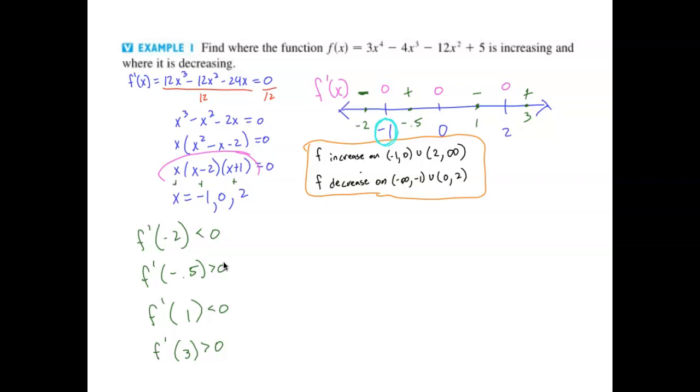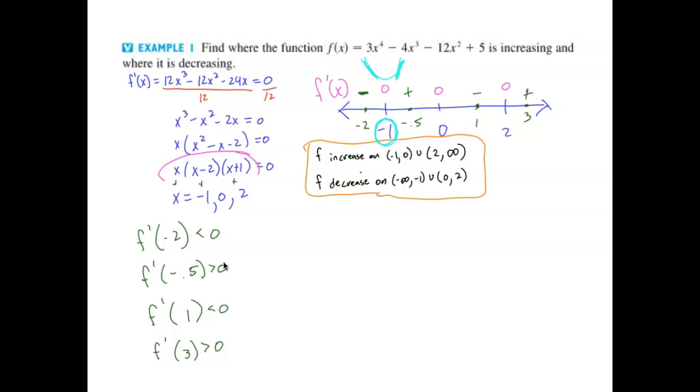So my derivative is going from negative to positive, which means the slope of my original function has to be going from negative slopes to positive slopes. So there must be a local minimum. I agree with you. All right, so this is the location of a local minimum.